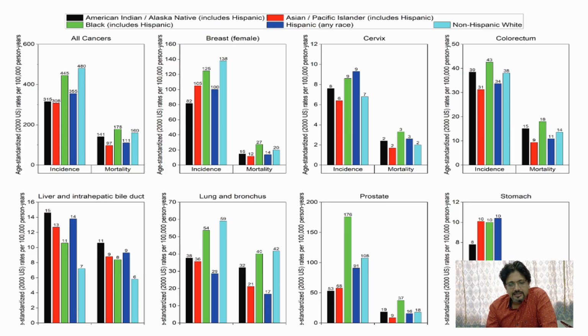However, when we see the mortality, the Asian population has a lower incidence of mortality compared to the non-Hispanic ones. This is a different bar chart. From this also we can see the incidence and mortality, and we can compare between the different populations, races, and ethnic groups.